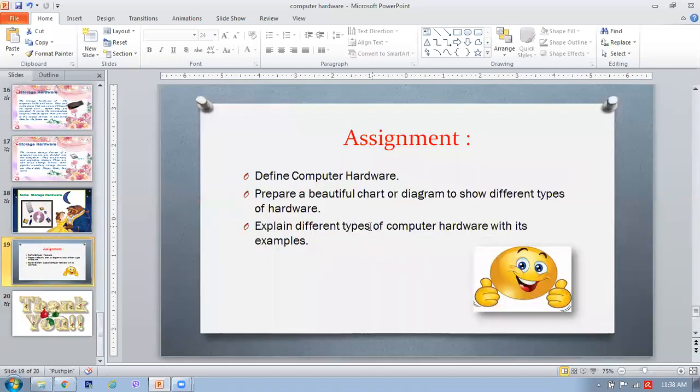Next, explain different types of computer hardware with examples. There are four types of computer hardware that we discussed: input hardware, processing hardware, output hardware, and storage hardware. You need to define each first. What do you mean by input hardware? What do you mean by output hardware? No need to worry, because I'll be sharing these slides on Pinnacle e-learning and in your messenger group also. If you don't have a book, you can read my slides and complete these questions. The last question is, explain the four types of hardware. First, input hardware: explain it and write down its examples, like mouse, keyboard, scanner. Next, you can do the same for the others.